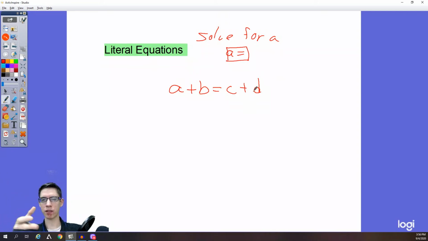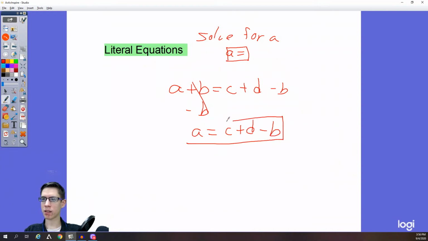The opposite process of addition is subtraction. So I'm going to subtract b from both sides. a equals c plus d minus b. And that right there is all we need. That is the literal solution for a for this equation. There's no number. We didn't have to do anything fancy. We just subtracted b, moved that term over, and we got our solution. Let's look at another couple of examples.